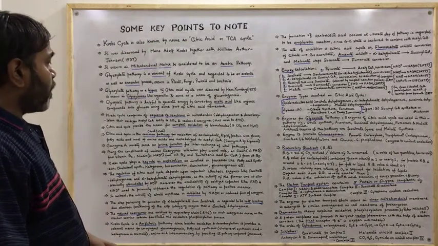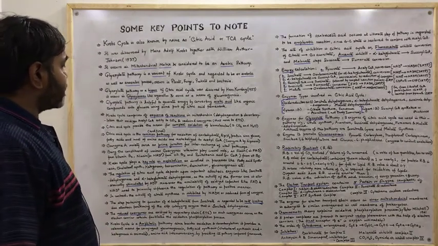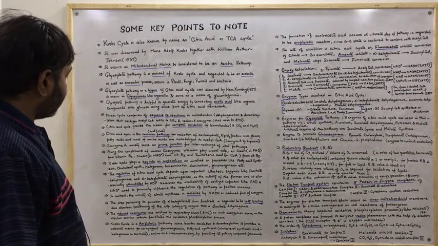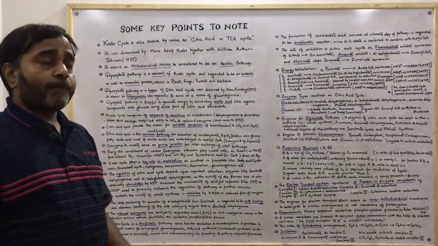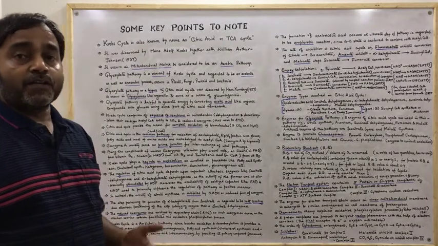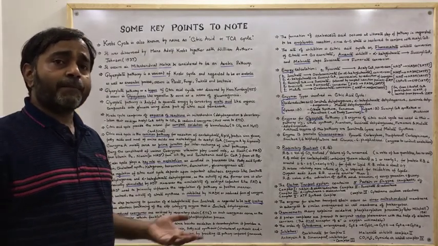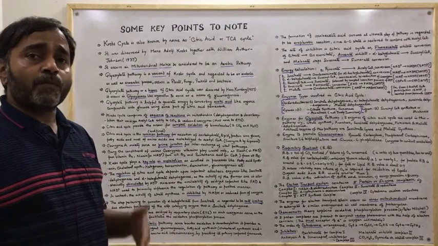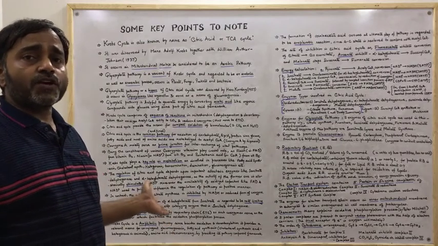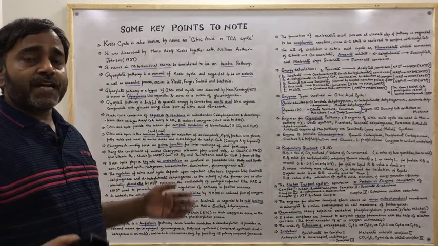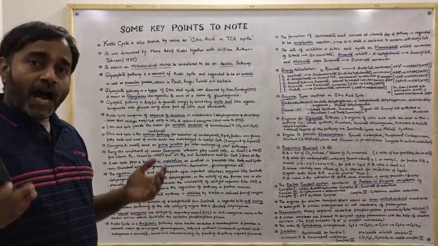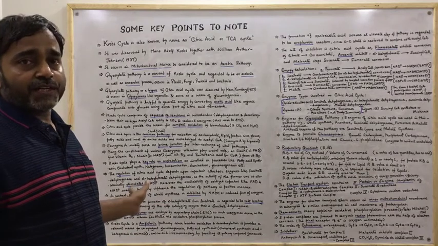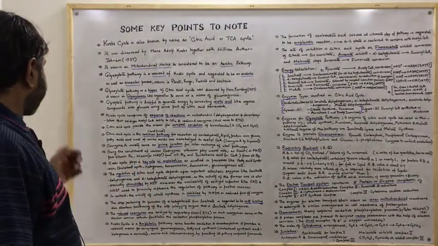Moreover, the availability of oxidized form of cofactors like FAD and NAD plus primarily influences the regulation of the pathway in a positive manner. So if we want to stimulate the pathway, or if we want to promote the pathway, the concentration of these coenzymes, that is FAD, NAD plus, must be high. So this is written in this point. Now what is the next point?